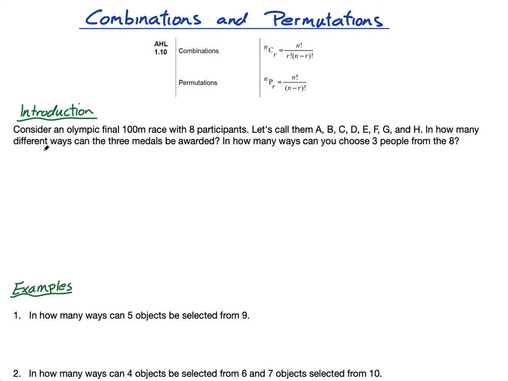If we go back to our product principle, our and rule, here I have first gold medal, silver medal, and bronze medal. How many people can win the gold medal? Well, the answer is 8. Once I have someone who's won the gold, how many people are left to win the silver? Well, it's 7. So it's 8 times 7. And similarly, how many are left then to win the bronze? 6.